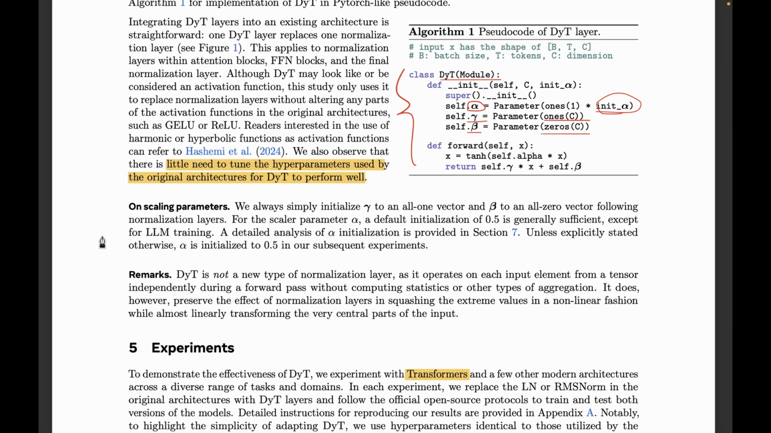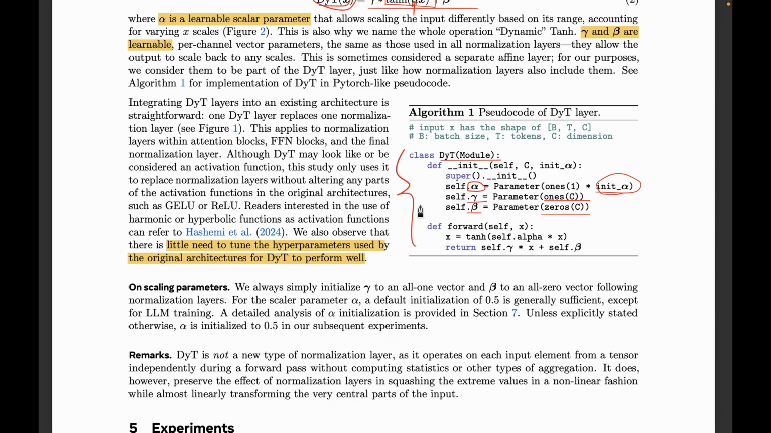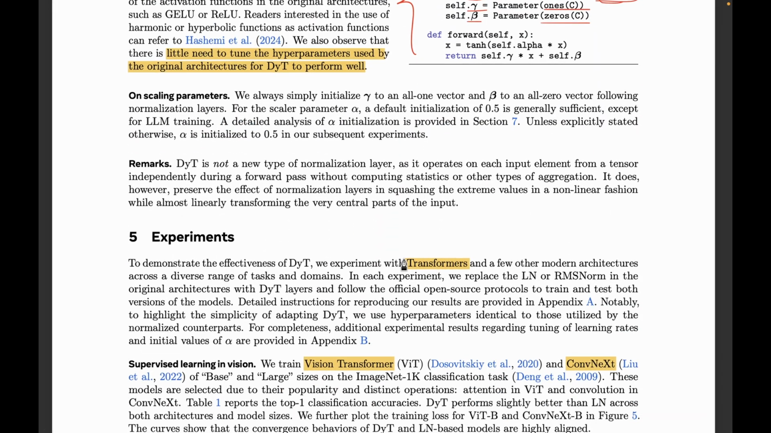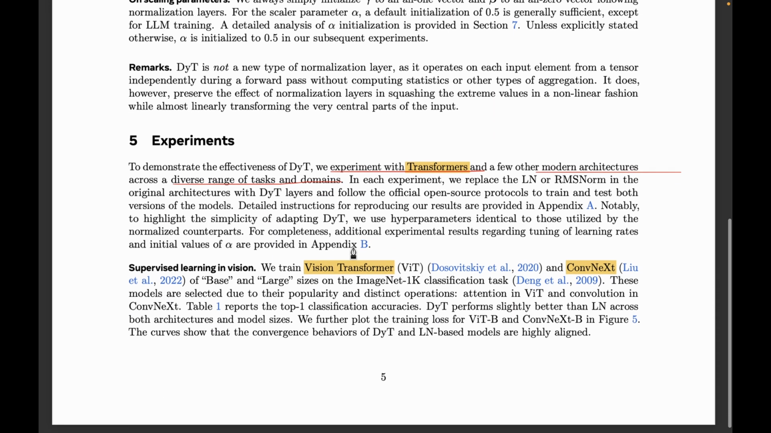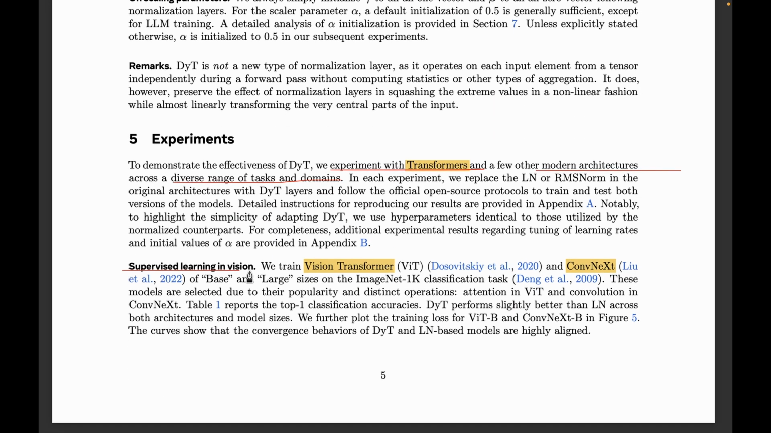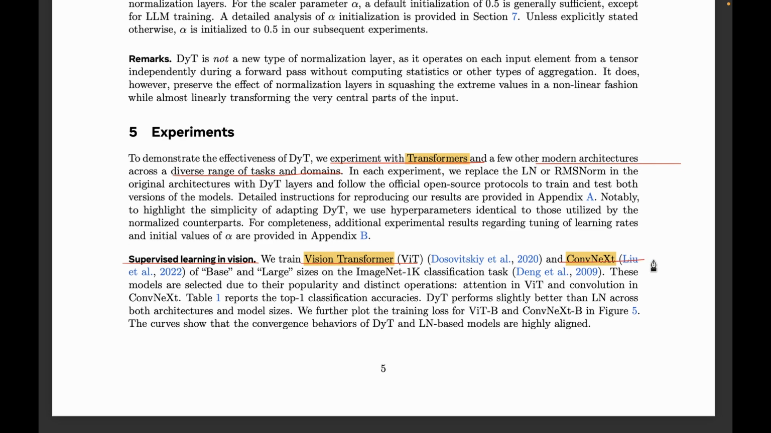It could be a transformer or it could be a convolutional network, and they do replace it, changing the model architecture, and they experiment with transformers and a few other modern architectures across a diverse range of tasks and domains. For example, they do supervised learning on vision, and they train a vision transformer and a ConvNeXt network, both for the base and large size on the ImageNet-1K classification task, and they have reported the results in table 1.